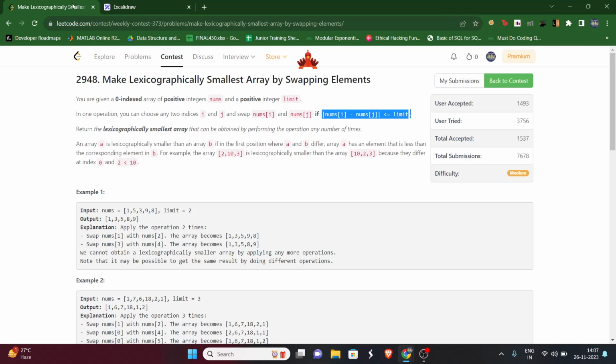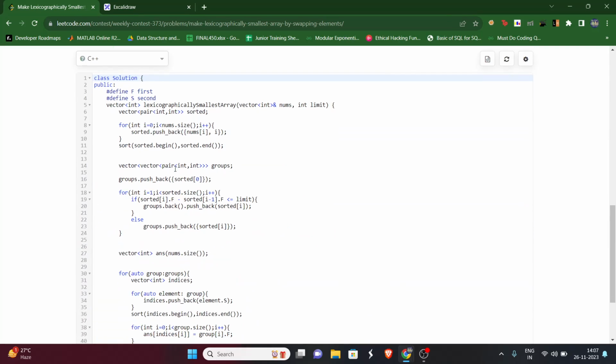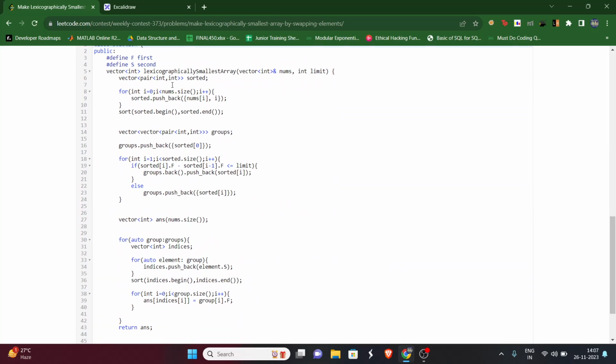Now come back to the code, that will make it more clear. So what we did, first of all, we created a vector sorted. What will sorted contain? Sorted will contain all the numbers in their pair form, as in their value and their index, and we sort them on the basis of their value. So now we have this sorted vector completely sorted based on the value.